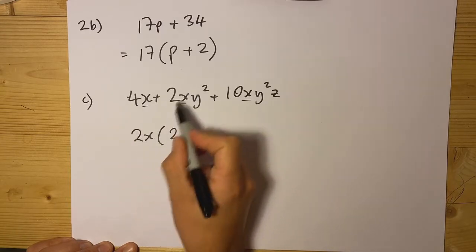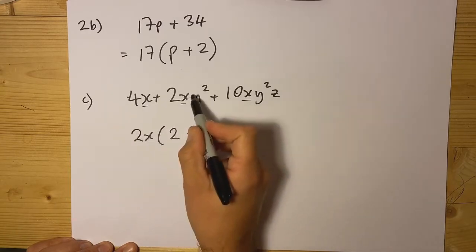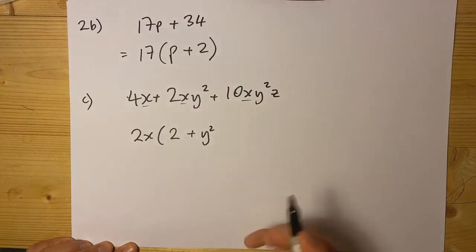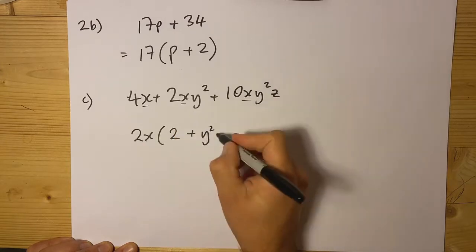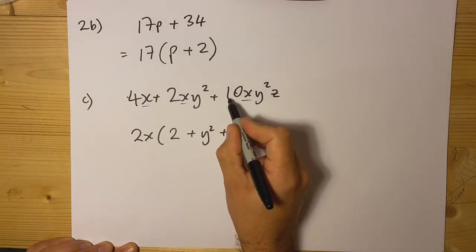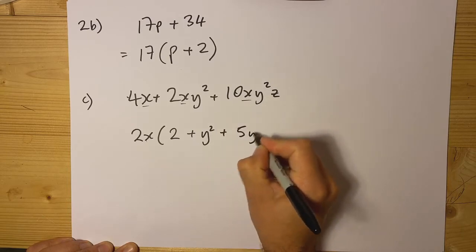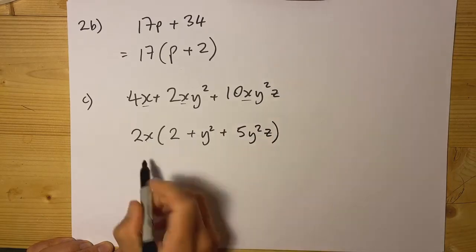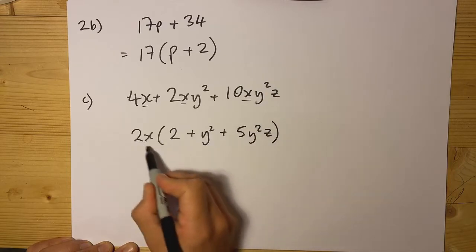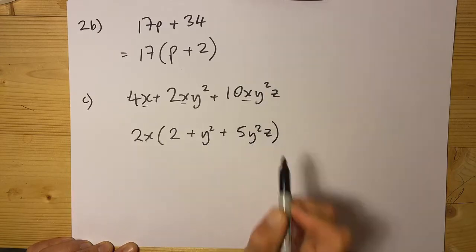Here, this one's a bit more simple. So 2x times y squared is 2xy squared. So that just becomes y squared. So when we multiply that, we get that. And then here, if we're dividing this by 2x, we have 5y squared z. So if we're going to multiply these out, that becomes 4x, 2xy squared, 10xy squared z.